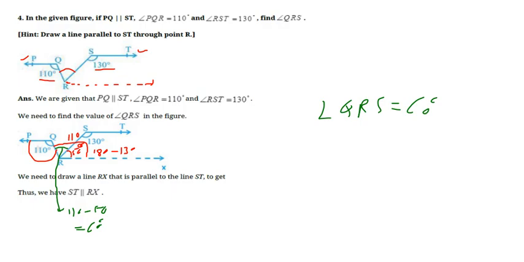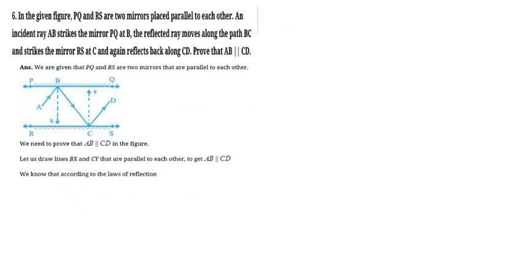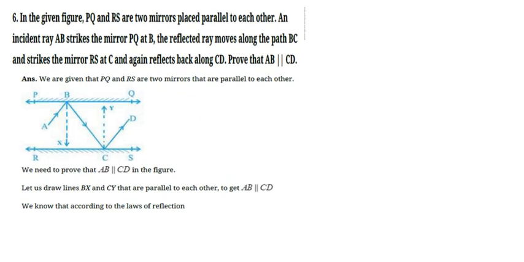I hope it is very clear now how to find it and where to write it properly, right? And the next question is again quite interesting and easy. So see the last question. See, these are the mirrors. The lines are given. These are the mirrors.